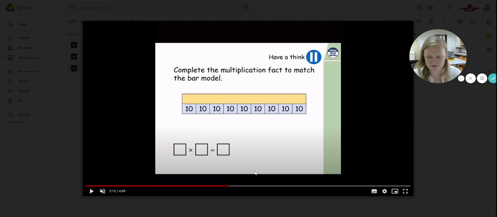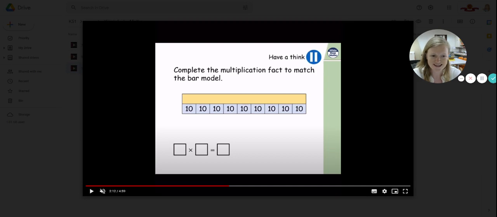Aha! Another bar model. How many 10s are there? Shall we count them? 1, 2, 3, 4, 5, 6, 7, 8, 9. There are 9 10s. Shall we count them in 10s together and see what they make up? 10, 20, 30, 40, 50, 60, 70, 80, 90. Can we write a multiplication sentence using that information? 9 lots of 10 gives us 90.